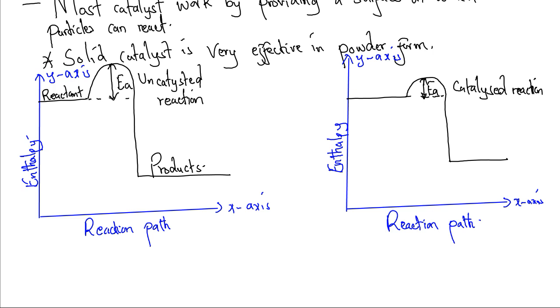In both cases, we'll have what we call delta H, just like we studied in enthalpy. So you can see there is a lowered activation energy when we use a catalyst, and this one is higher in the uncatalyzed reaction. We can have a general one joining the two.